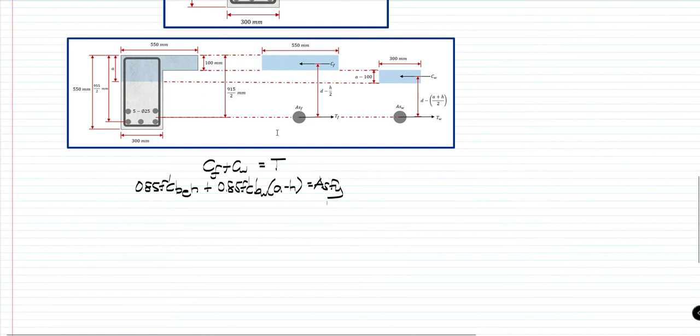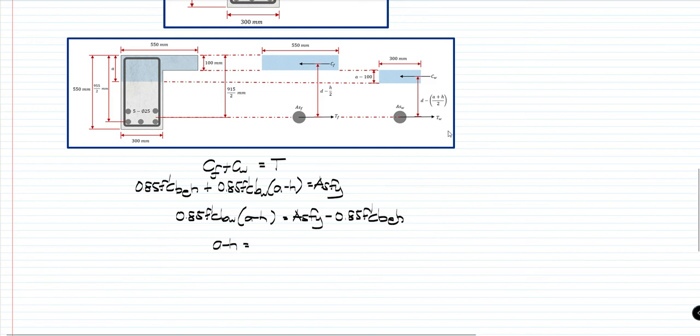So, next is transpose natin si 0.85 F prime C BH sa kabilang side ng equation. So, we can have 0.85 F prime C BW times A minus H is equal to ASFY minus 0.85 F prime C BEH. Then, after getting this one, we divide both sides by 0.85 F prime C BW. Parang matira na lang on the left side of the equation is A minus H. So, we have here A minus H.